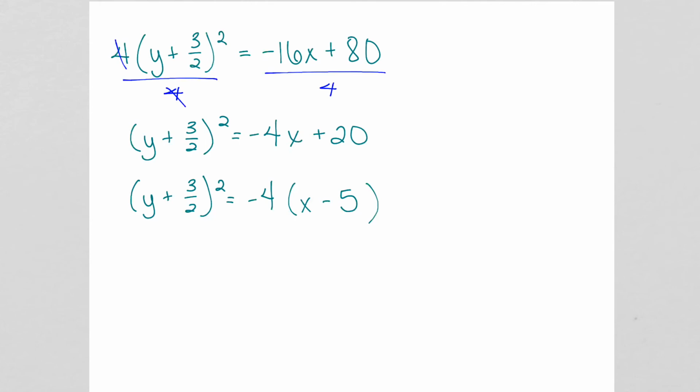It asks us to graph it. So, where's the vertex? The vertex will be (h, k). So x would be positive 5. y would be negative 3/2.